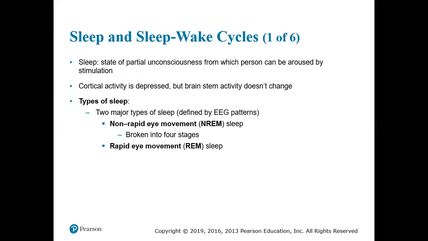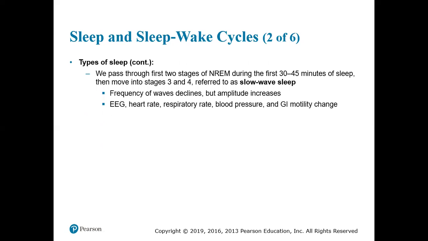So when we talk sleep and wake cycles, we have two types of sleep: non-rapid eye movement and then rapid eye movement. Our cortical activity gets suppressed or depressed, and this is a partial state of unconsciousness. So non-REM, this is the first 30 to 45 minutes of sleep. It's referred to as slow wave sleep.